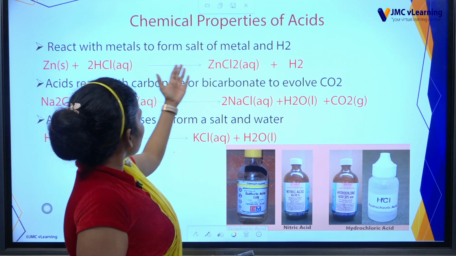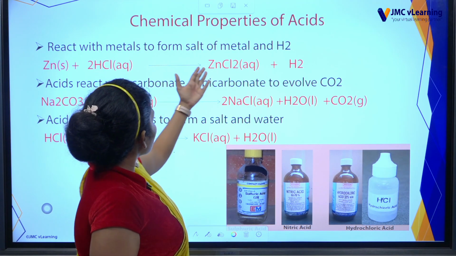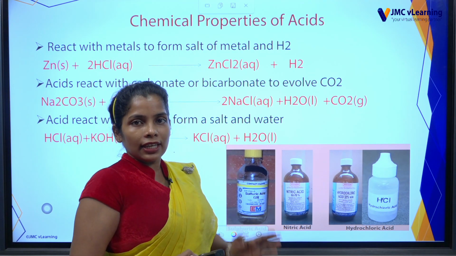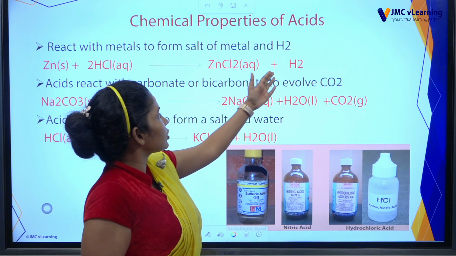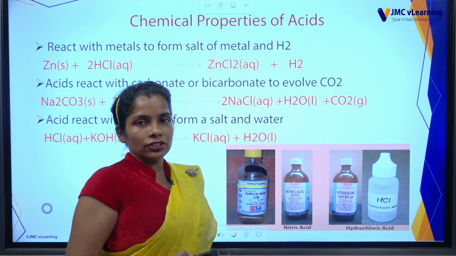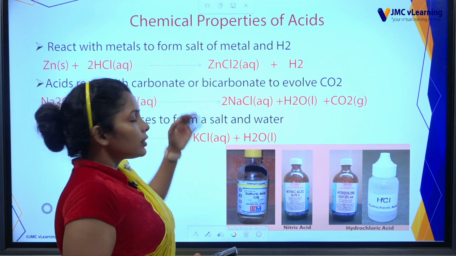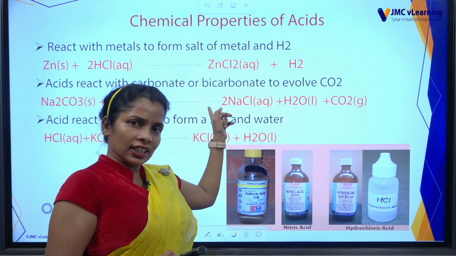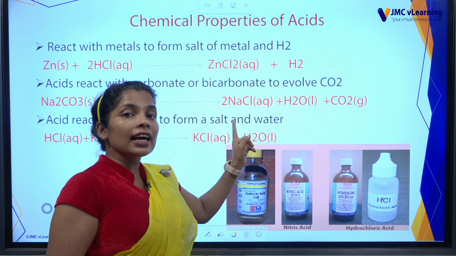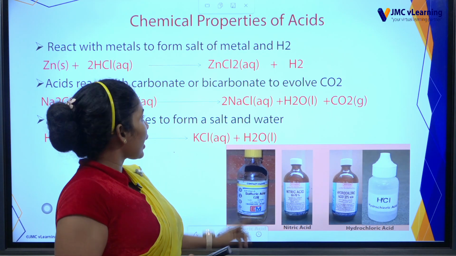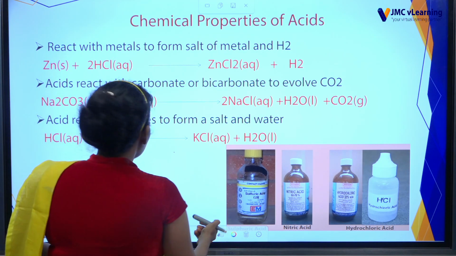And what happened here? They give zinc chloride. Zinc chloride is aqueous and they release hydrogen gas. So students, what kind of reaction is this? This is a single displacement reaction. Look at it, because how are we going to see this?